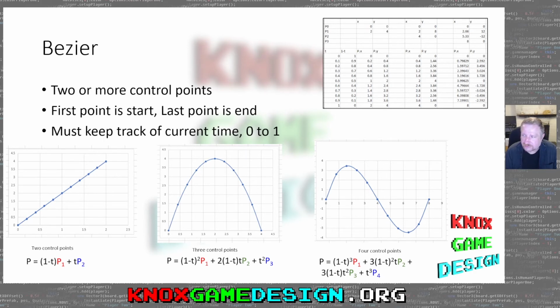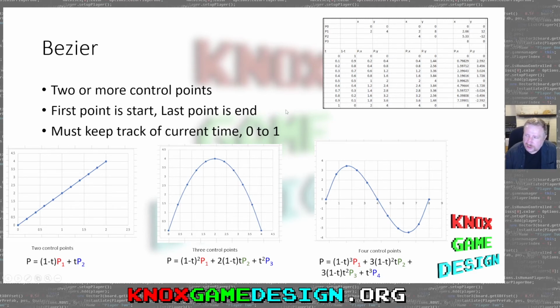Typically, you only have 3 or 4 control points. If you have 2 control points, that's just going to be a line. The first control point is your start, and the second is your end, and then you just have a straight line, an interpolated line, or points along a line between those 2 points based on time. The time is going to range from 0 to 1. If you need it longer or shorter, you can multiply by a factor, but typically we're going to look at 0 to 1.